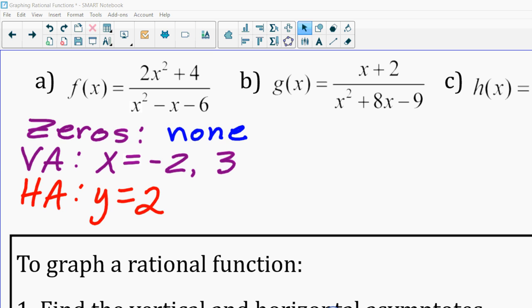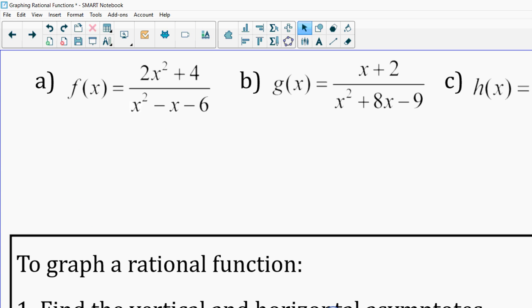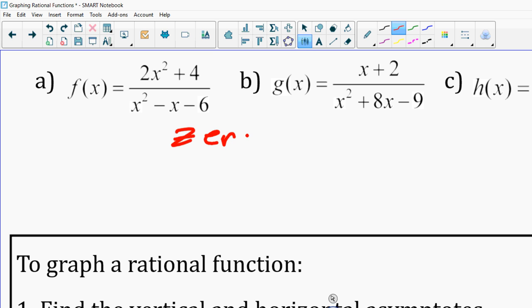Now, let's take a look at B. Now we're going to do three things. Zeros, vertical asymptotes, and horizontal asymptotes. On B, zeros. Where do zeros happen? When the numerator is 0. I want you to look up here. Where is this numerator equal to 0? When x is equal to -2.